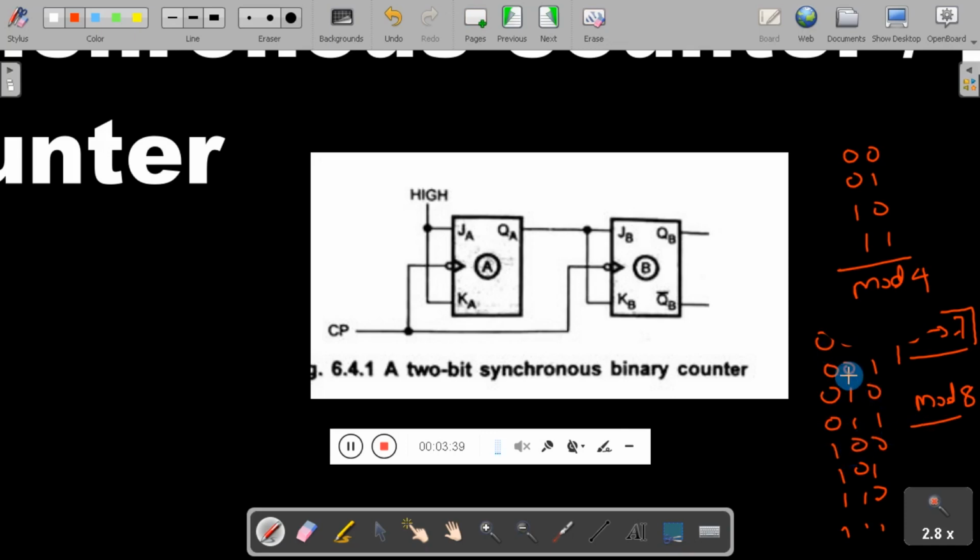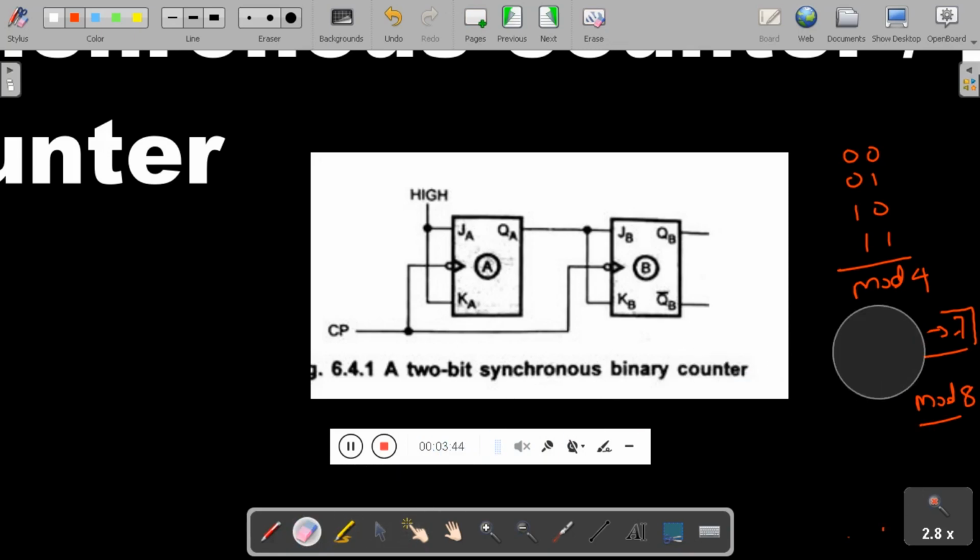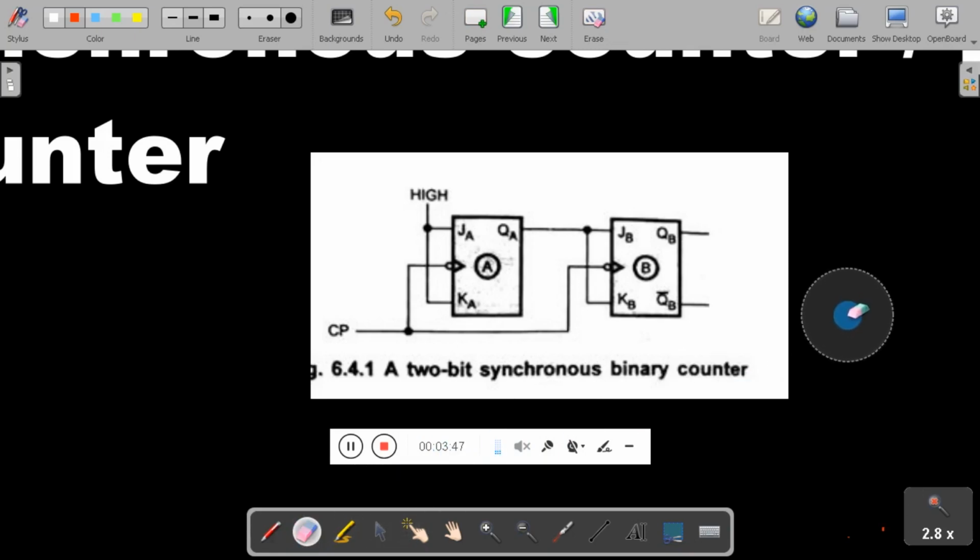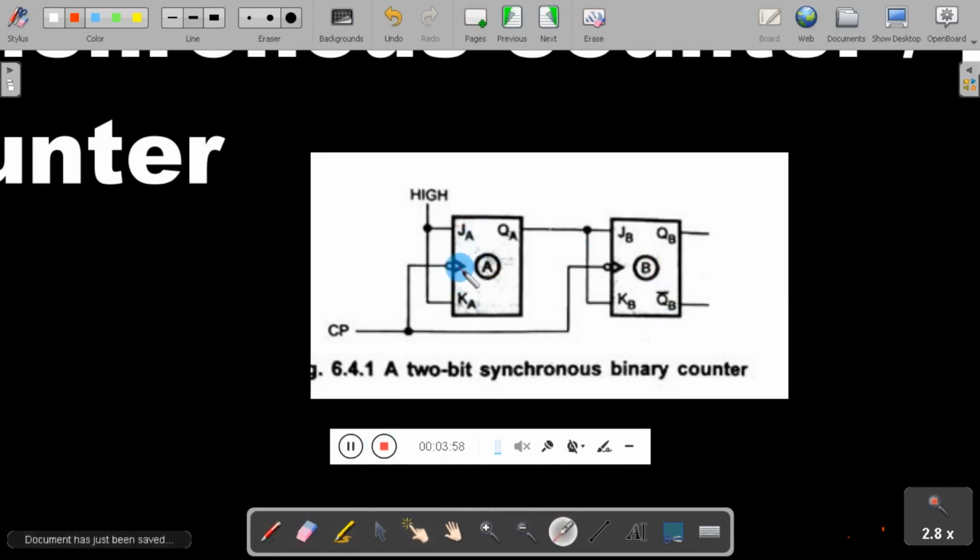Now we'll see how this counter will work exactly. So let me erase this one. Now, as I said, here we are using 2 flip-flops. Both are JK, flip-flop A and flip-flop B. Both flip-flops are driven by a single clock here, you can see. Other than that, J and K input of the first is tied to VCC. The output of the first is given as input to the second.